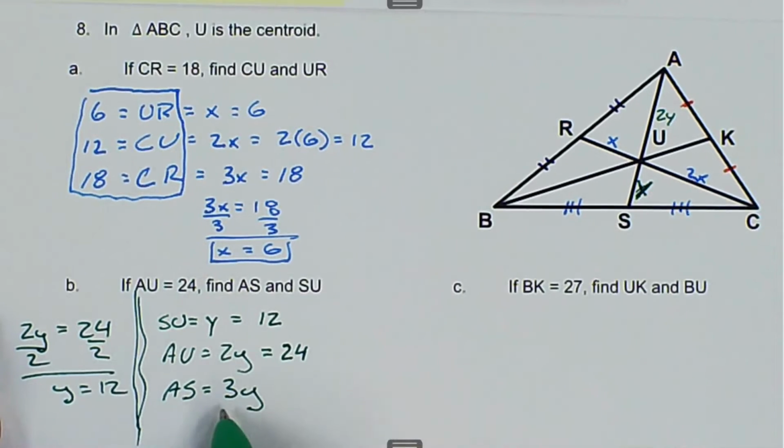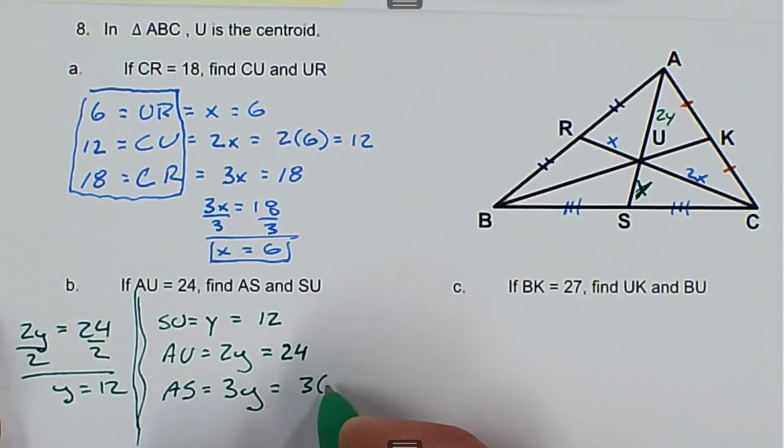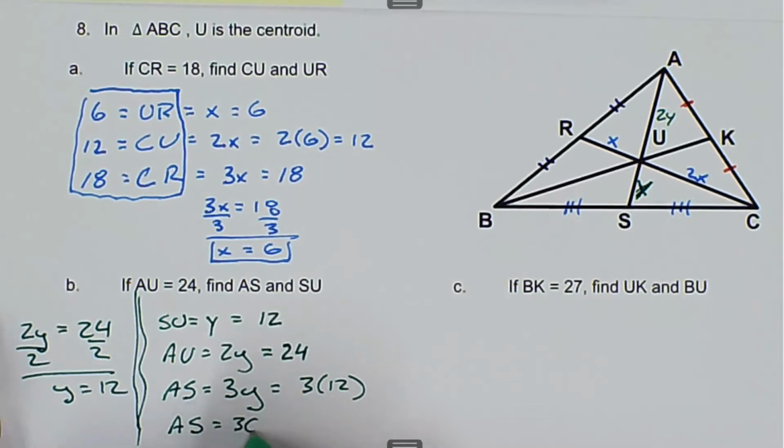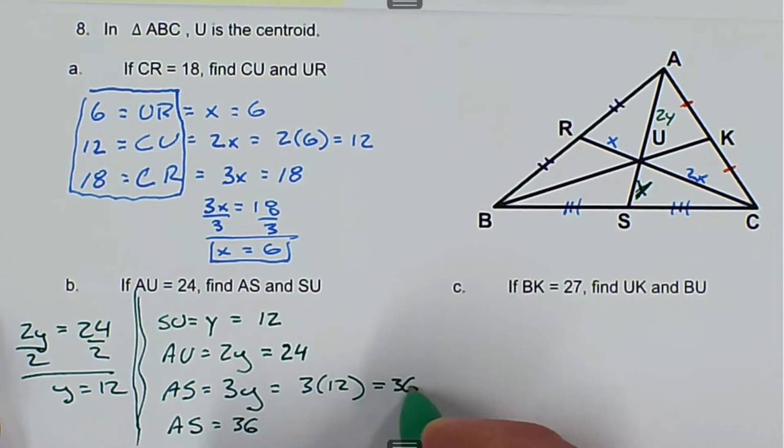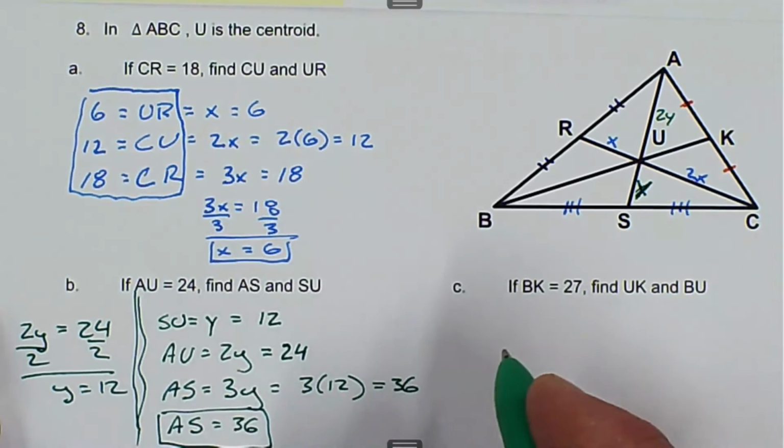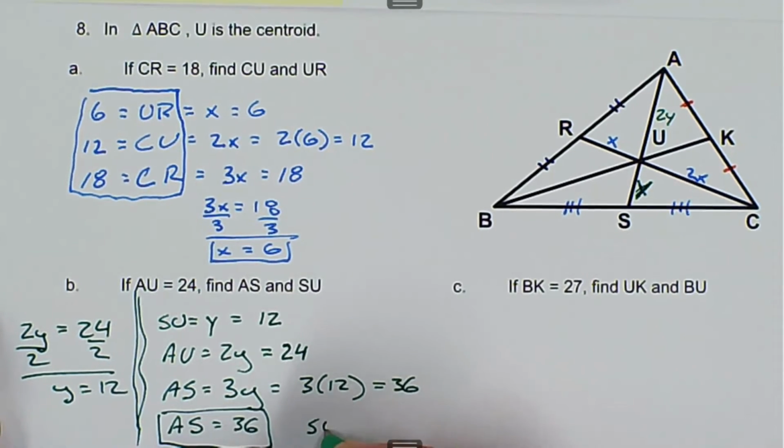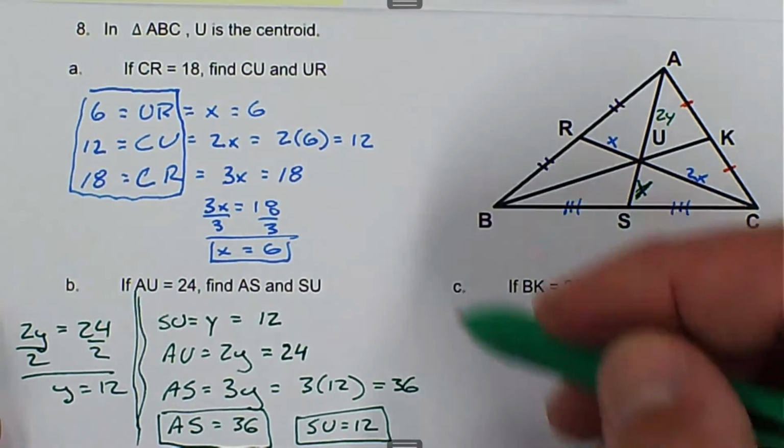And then for AS, we can just plug 12 in again. So 3 times 12 is 36. So AS is equal to 36. And we were given AU is equal to 24.